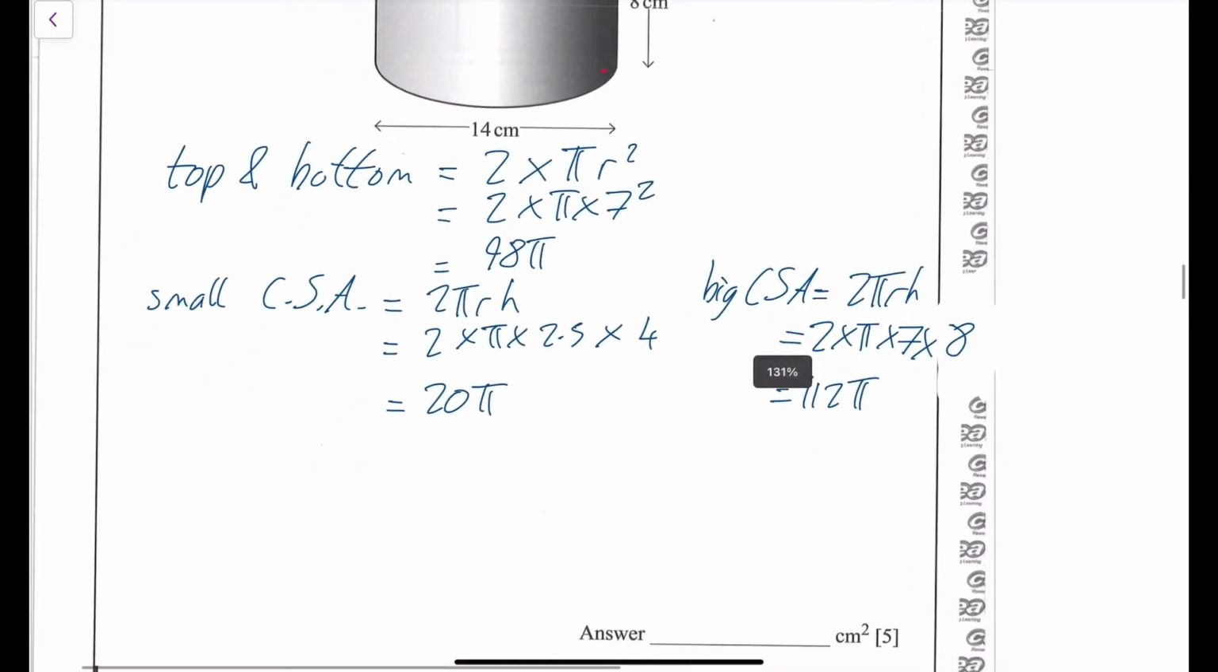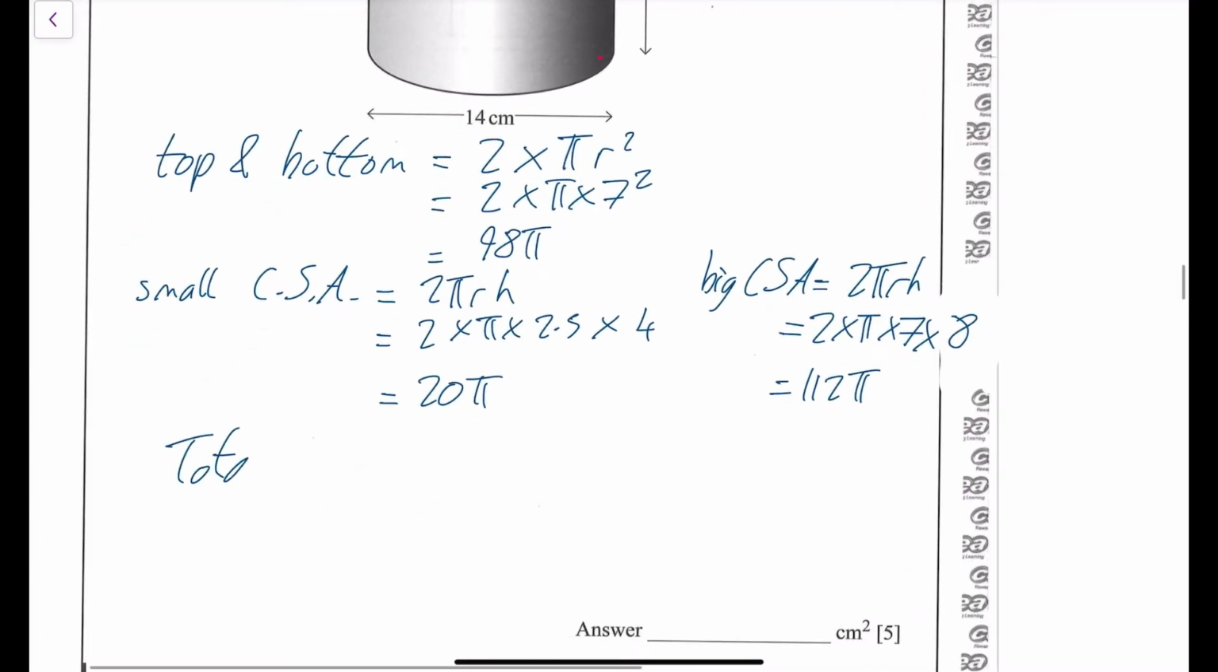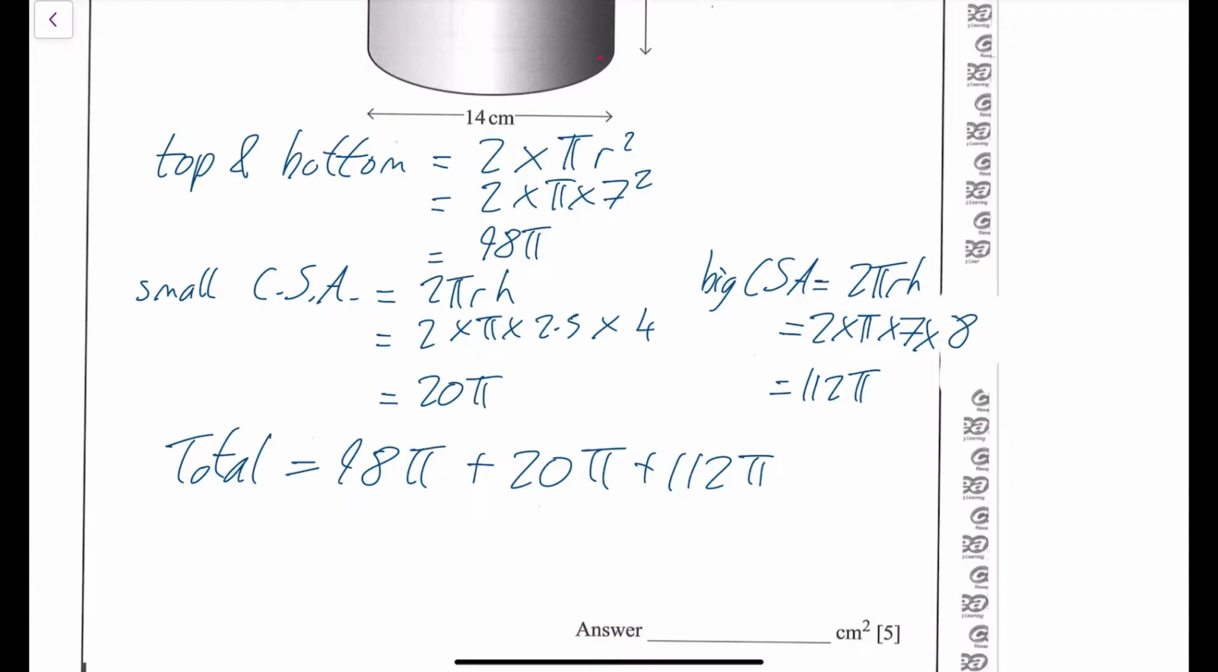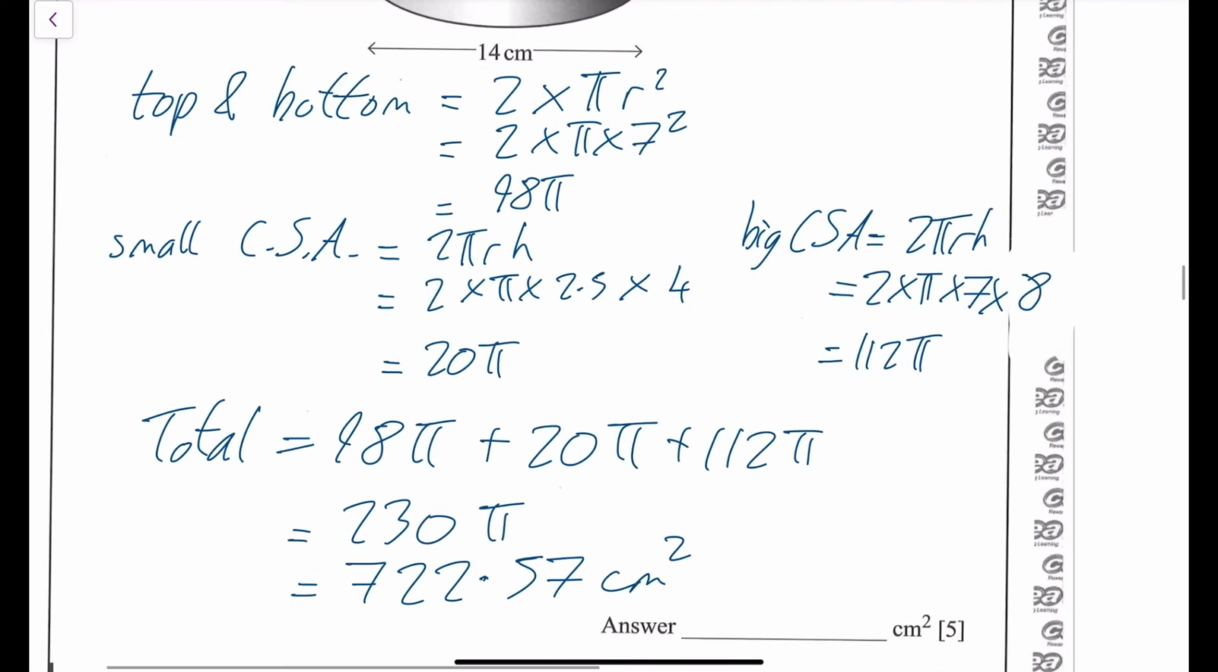So we can say our total, in terms of pi, the perfect answer, is 112 plus 98 plus 20, that's going to be 230 pi. And I have done this before, and I've got 722.57 centimeters squared. So you can see there's my answer in my horrible scroll, but there you go.